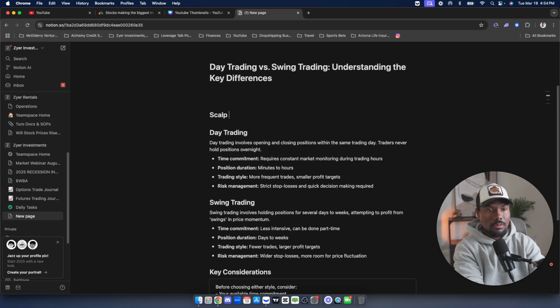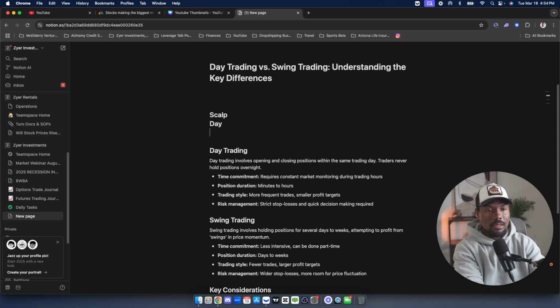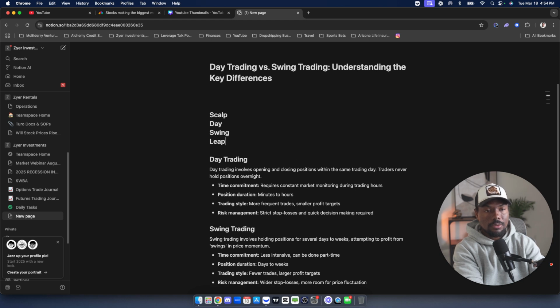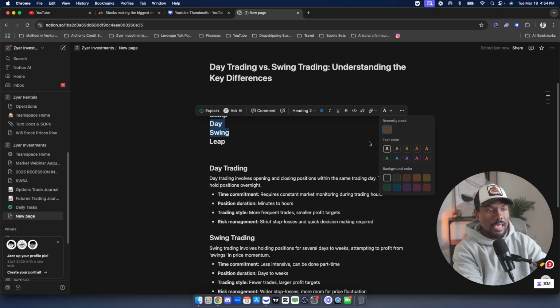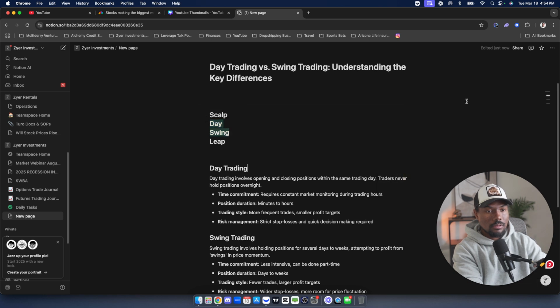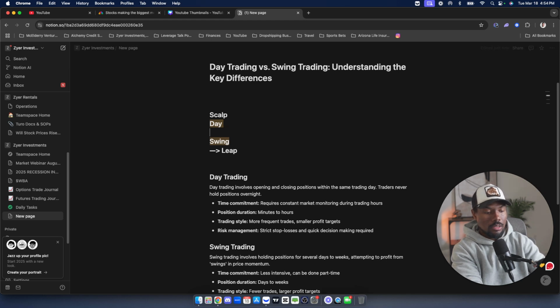Scalp, day, swing, and leap. Okay. Now, these are the first 2. These are the main 2 that we're going to be talking about here, which are day trades and swing trades. What you'll typically see is you'll see leap included with a swing, and you'll typically see a scalp in here.